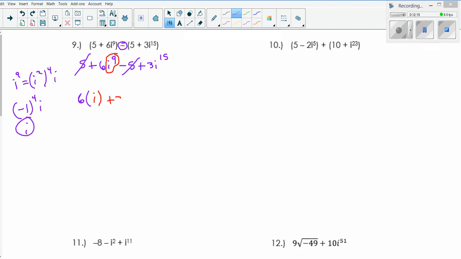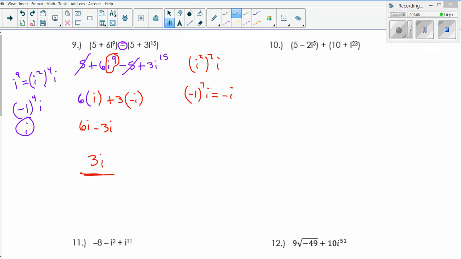And then plus 3 times, and now I need to figure out what i to the 15th is. So i to the 15th is i squared raised to the 7th, because that's 14, but then I have an extra left over to make it 15. So i squared is negative 1 raised to the 7th times i. So negative 1 to the 7th is an odd number, so that means I'm going to have a negative 1 left over times i, which leaves me with negative i. So this one is negative i. Alright, so this gives me 6i minus 3i. 6i minus 3i is a total of 3i. So that's my answer.